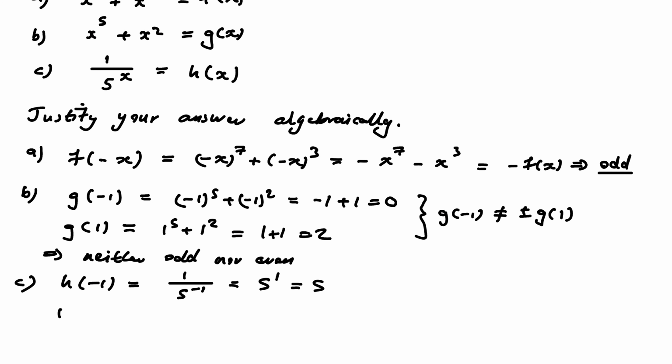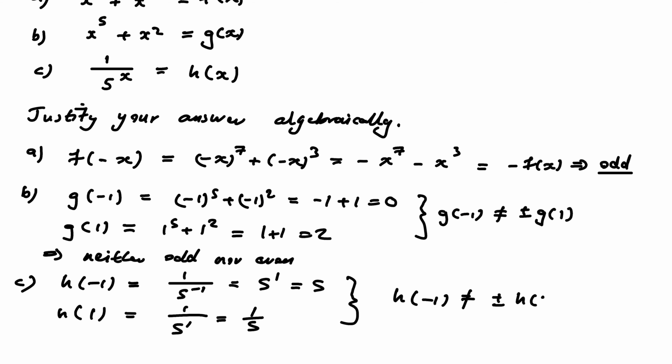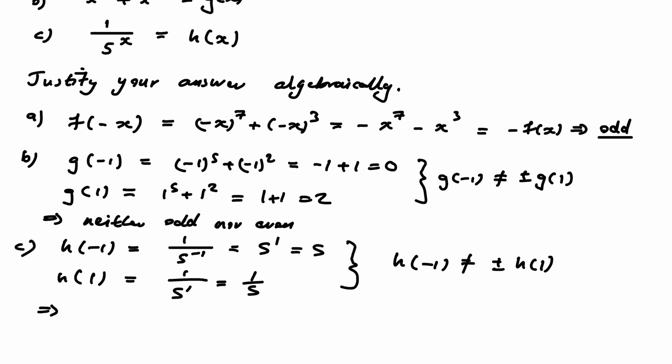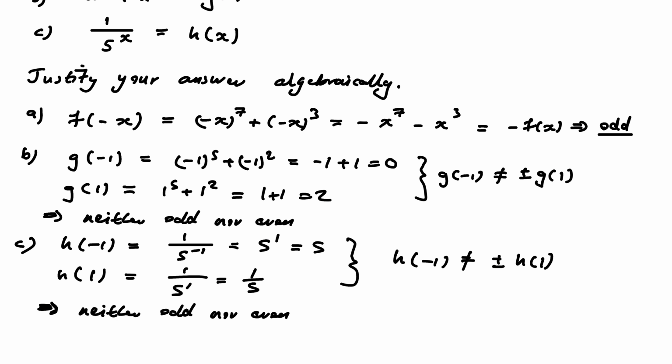And then let's do h of 1. That's equal to 1 over 5 to the 1, which is 1/5. Okay, yeah, definitely not. In this case, h of minus 1 does not equal either plus or minus h of 1. So it's neither odd nor even. So only the first example is odd. We did this algebraically, checking the proper definition really carefully.